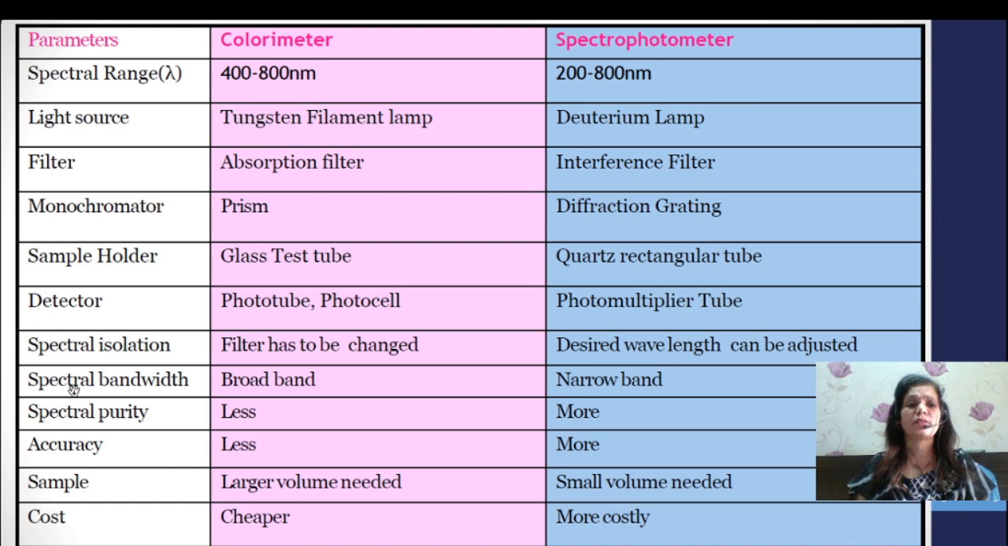Spectral bandwidth is broad in a colorimeter. You might have seen the filters where the spectral bandwidth has been written. In a spectrophotometer it is narrow, and a 1 nanometer change can also be made. Spectral purity is less in a colorimeter and more in a spectrophotometer, and accuracy is less in a colorimeter compared to a spectrophotometer. The sample required is a little bit larger than for a spectrophotometer. Cost: definitely a colorimeter is cheaper, or low cost, than a spectrophotometer.